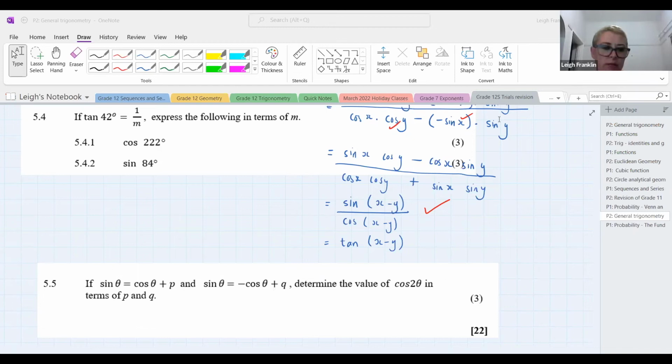So Kanyisile, I'm going to give you a little bit of a hint. All right. If they want you to determine the value of cos 2 theta in terms of P and Q, have you made P and Q the subject of the formula? Okay. So what did you get P is equal to?